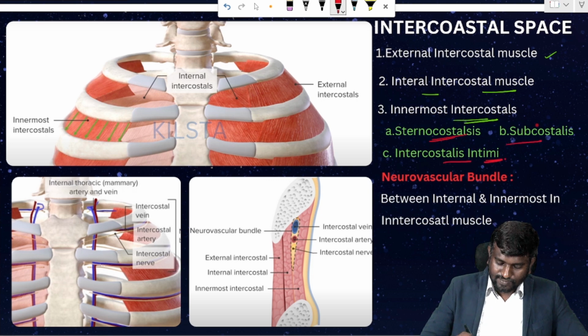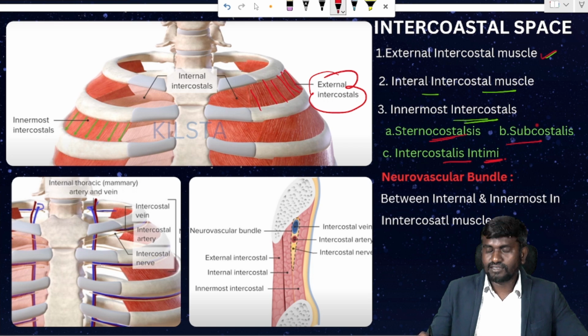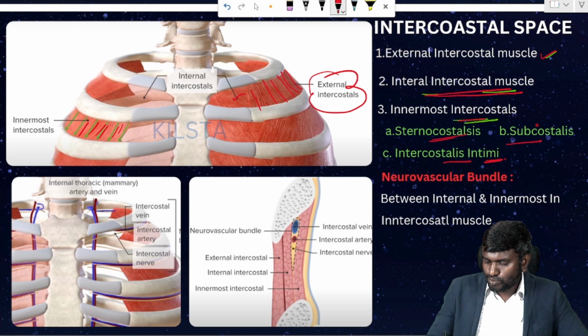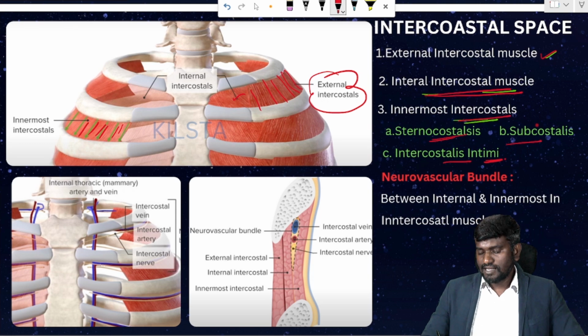Look at the image here. This one right over here, this is called what? The external intercostal muscle. External intercostal muscle. And if you dissect this, you will see the internal intercostal muscle. And if you dissect further, here you will see another muscle layer, which is called the innermost intercostal, which is further classified into these three.